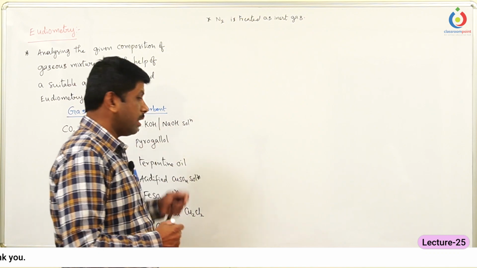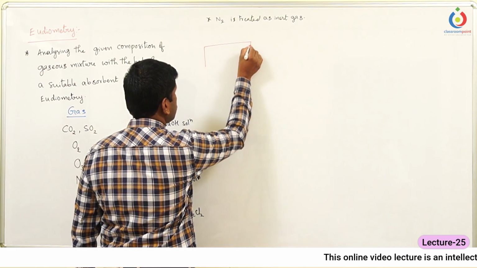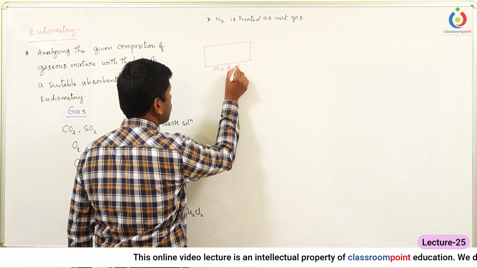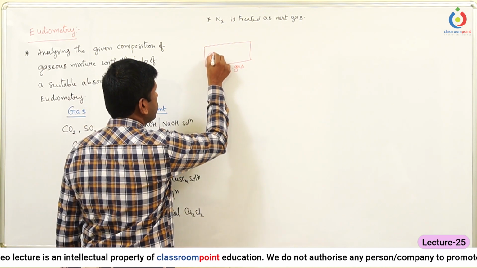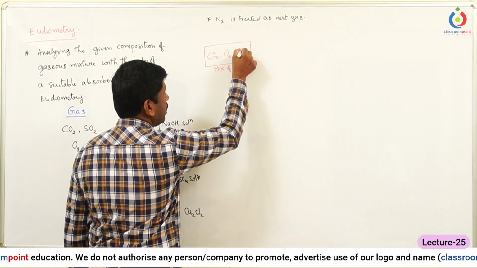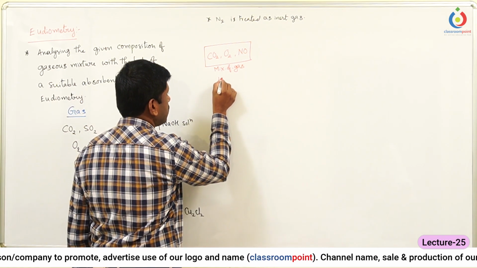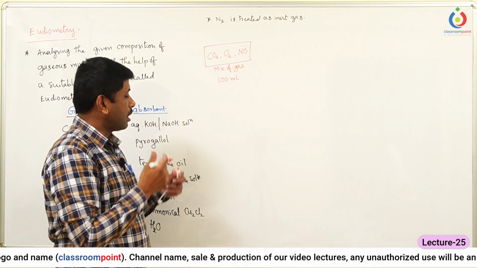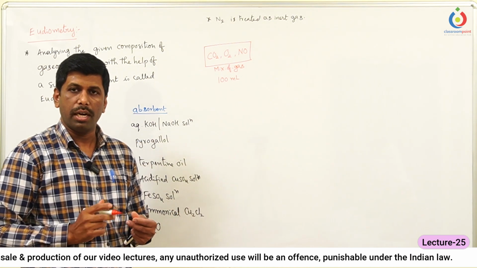Now let us see how to analyze this gaseous mixture. Imagine we have taken a mixture of gases. This mixture of gases, imagine, contains three gases, namely carbon monoxide, oxygen and NO. These three gases are present, and the total volume of this gaseous mixture I am taking as 100 ml. We don't know the exact volume of each gas here, but together the volume we know is 100 ml.